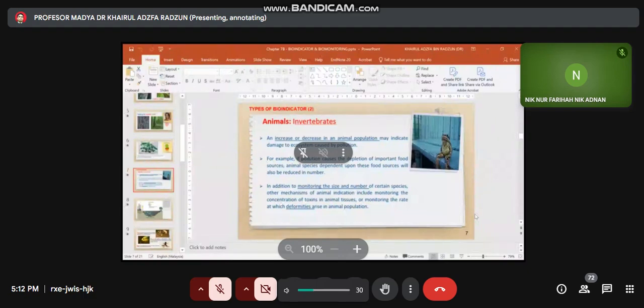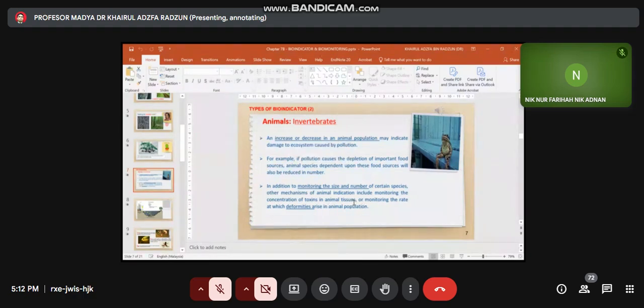So meaning we can see whether the animal population there is maintained, or the number is higher or lower, and that will indicate something happened at that particular area. And when the food is depleted, definitely the number of animals will be reduced. So in addition to monitoring the size and number of certain species, other mechanisms of animal indication include monitoring of the concentration of toxin in animal tissues.